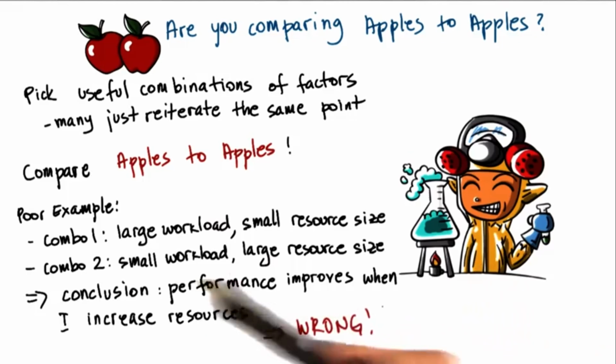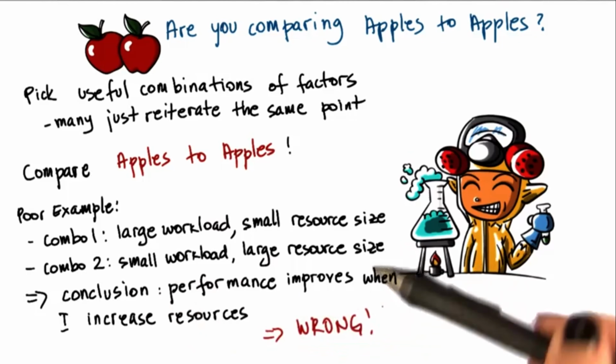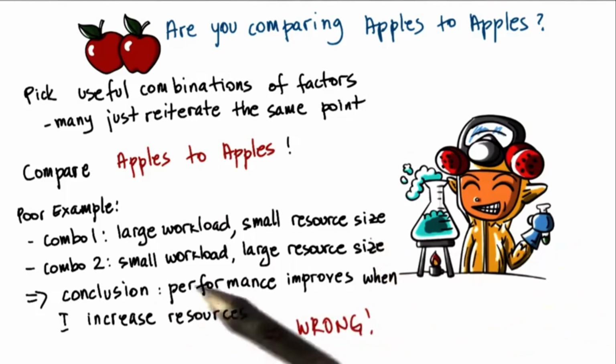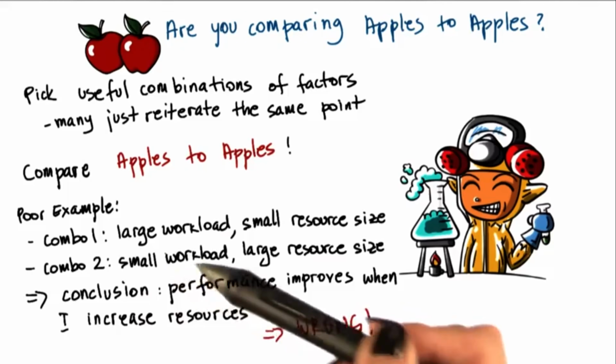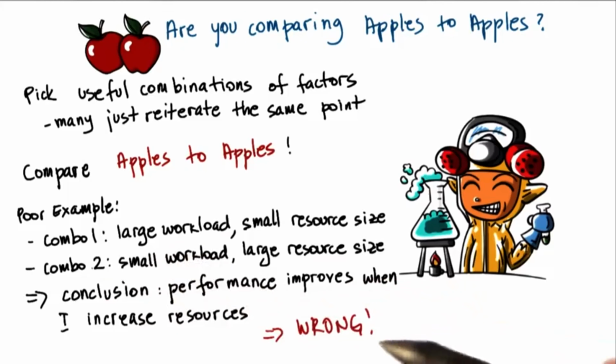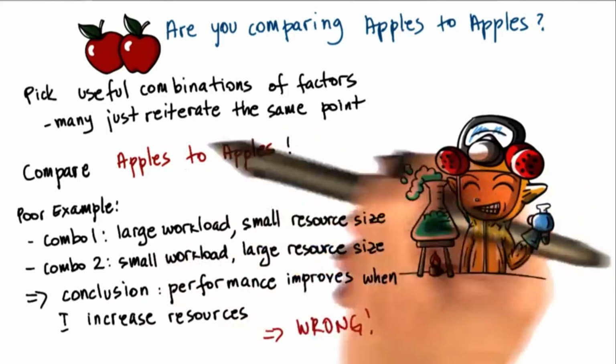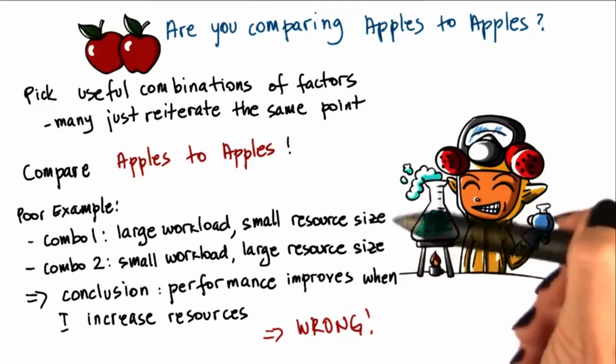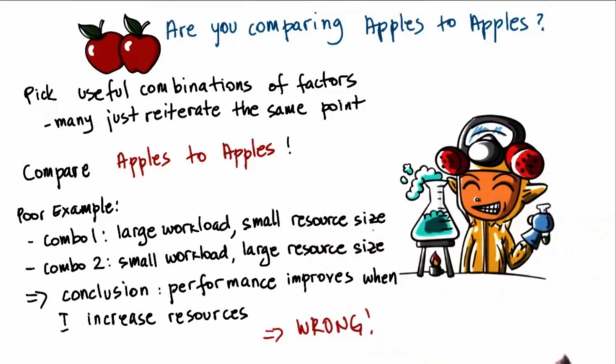That's clearly wrong. I have no idea whether performance improved because I've added more resources or because I have changed the workload. I'm using a much smaller workload in the second case. This is what we mean by make sure that you're comparing apples to apples. There's no way you can draw a conclusion between these two experiments.